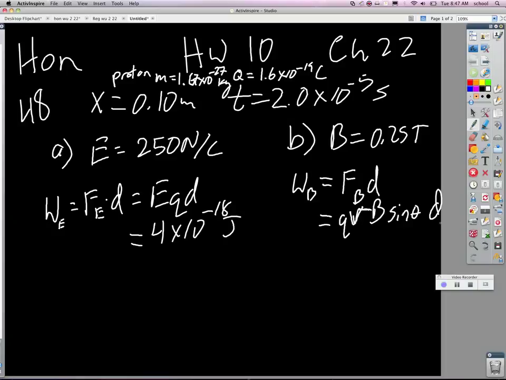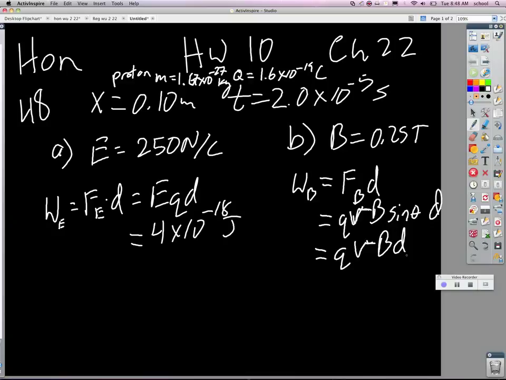Okay, do we know Q? Yes. Do we know V? Yeah, right. They tell us that it traveled 0.1 meters in that time, right? So I'm assuming what we're saying is, what number is this? 48? Yeah. So it's traveling at a uniform velocity.